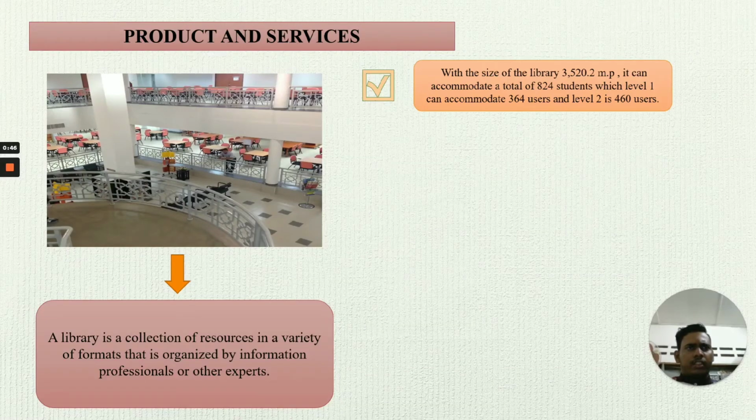The size of the library is 3,520.2 MB, and it can accommodate a total of 824 students, where level 1 can accommodate about 364 users, and level 2 can accommodate 460 users.